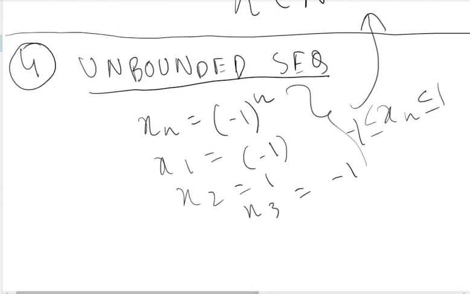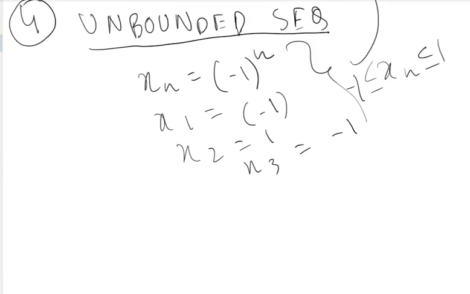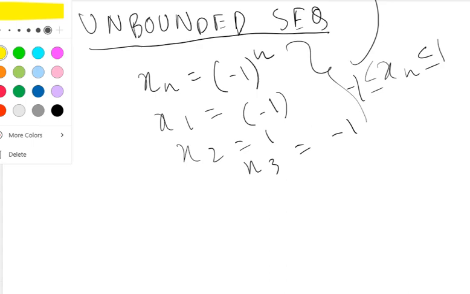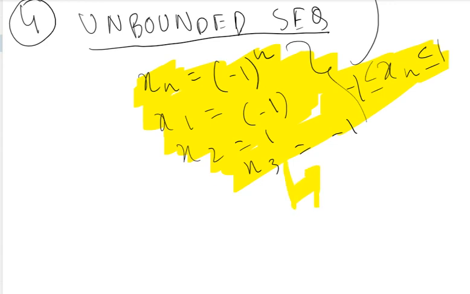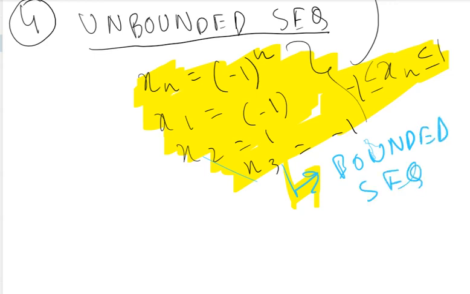So the one that I just did for you was actually a bounded sequence. You can see it's bounded above as well as bounded below. So this is a bounded sequence. But what is not bounded?